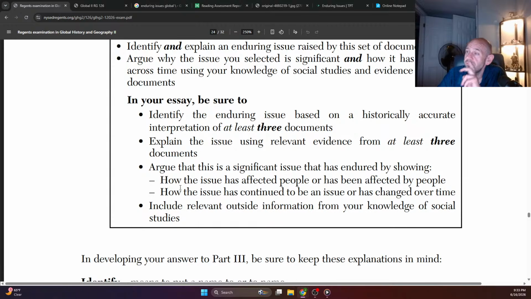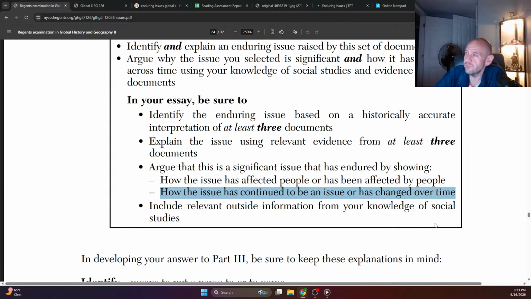And again, this is how has the issue continued to be an issue, or how has it changed over time? Now, this could go either way. I'll be honest, it's usually easier to talk about how an issue has evolved rather than just try to say how it's continued to be an issue. Because whenever you do something being similarity or staying the same over time, it's very difficult to make that sound more than a very, very basic level statement. Usually you're better off talking about how it changed over time, because it's just easier to talk about that.